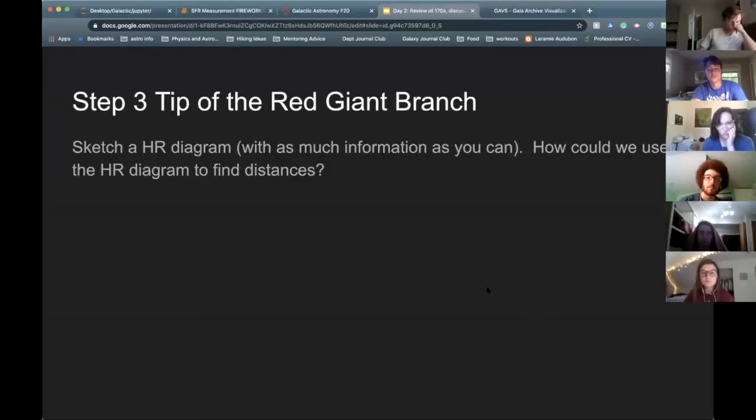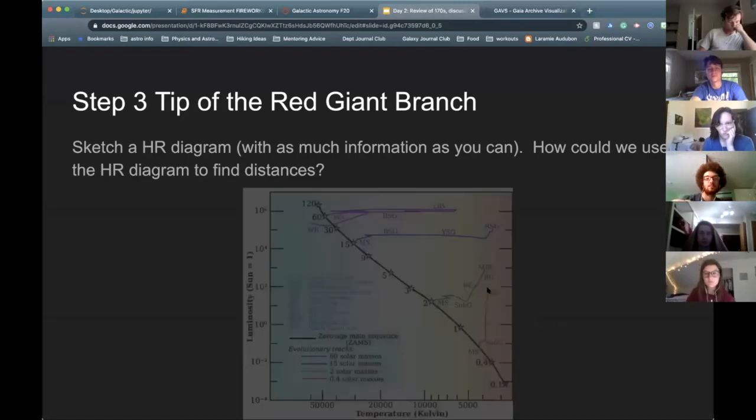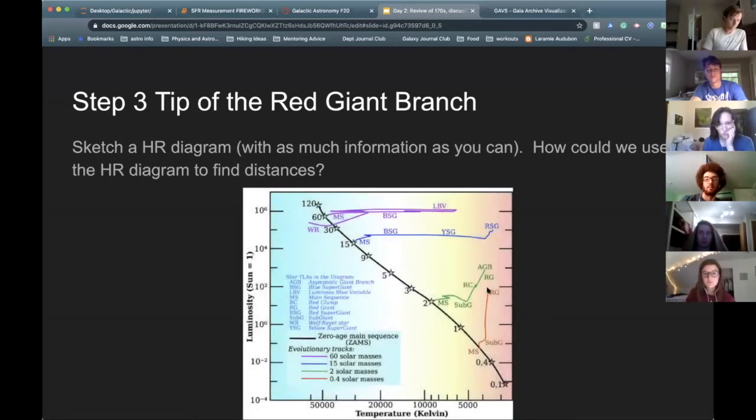The nice thing about the tip of the red giant branch is that it happens around the same luminosity, no matter what your age or size of stars. So the big stars go off and they do this really fast. They turn off and go supernova, or they turn into neutron stars or whatever else.